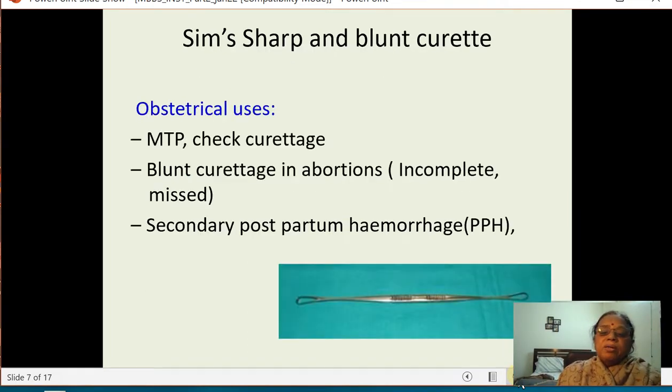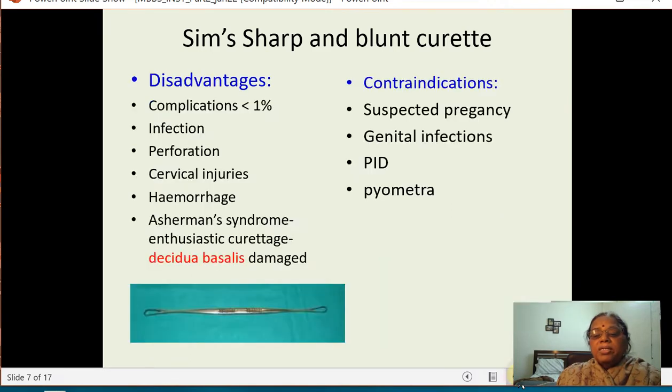Obstetrical uses are in medical termination of pregnancy, then in incomplete abortion, in missed abortion, and even in cases of secondary postpartum hemorrhage to remove the contents and the dead tissues.